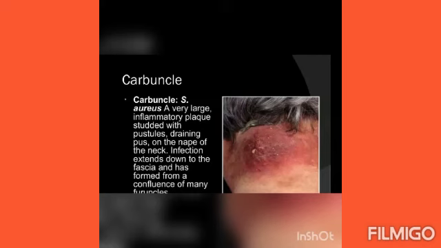It is a large inflammatory plaque studded with pustules usually seen in the nape of the neck, and the infection extends down to the fascia and also the surrounding area. Okay, and I already explained it is a cluster of furuncles, and when it is healed there will be scar formation. Okay, and because it is deep seated, there will definitely be scar formation.